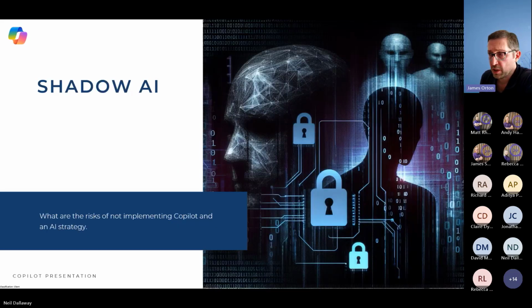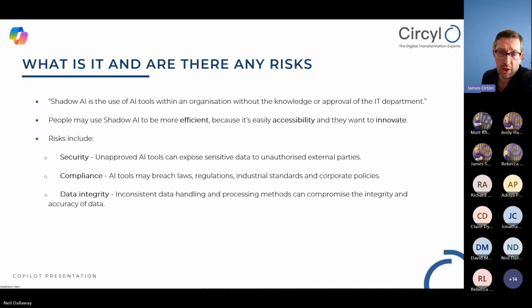Obviously, one of the things we're talking to a lot of customers about at the moment is what are the risks of not implementing Copilot and having an AI strategy? And we're seeing more and more organizations starting to see general use of AI in their organization in certain ways. So we can ask the question, what is shadow AI? Shadow AI refers to the use of AI tools within an organization without the knowledge or approval of the IT department. While AI tools can significantly enhance productivity and drive innovation, their unapproved use can pose substantial risks to data security, compliance, and organizational integrity.